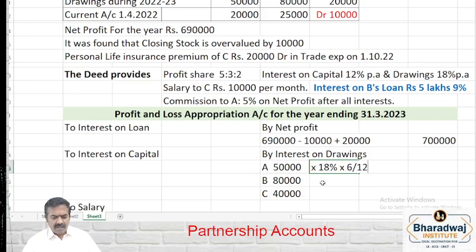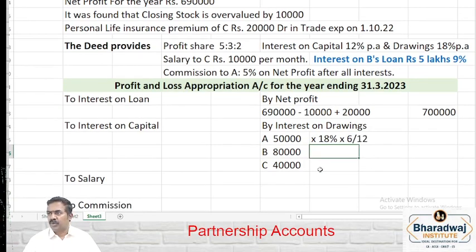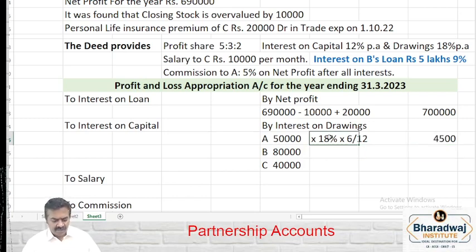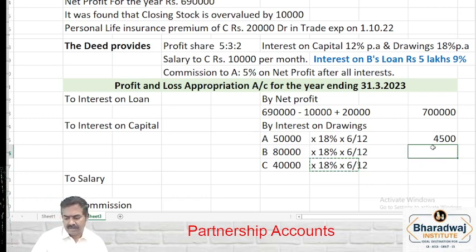Once again, I repeat. Drawings on day 1? No. Is it at the end of the year? No. It is throughout the year. So on an average basis, how many months interest will be charged? 50,000 into what percentage? 18% for how many months? 6 by 12. That is 4,500. Then 80,000 into 18% for 6 months. For 6 months, how much is it? 7,200. Then 3,600.